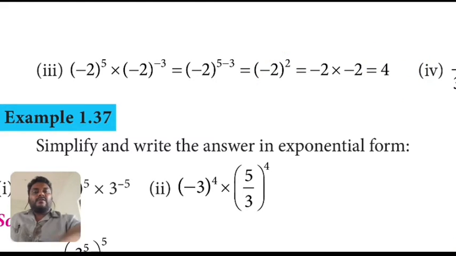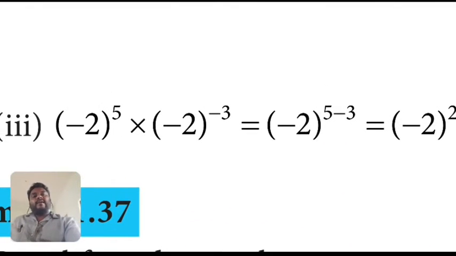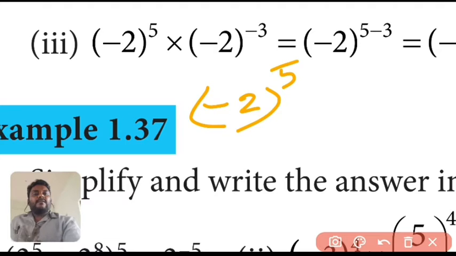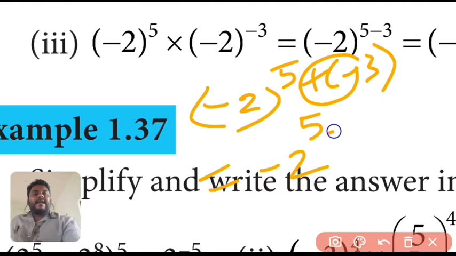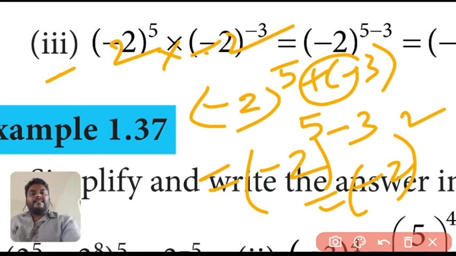I repeat, the given question is minus 2 power 5 into minus 2 power minus 3. Here I use the product law. By the product law, minus 2 power 5 plus minus 3, this becomes plus into minus, minus 3. So equal to minus 2 power 2, as 5 minus 3 value is 2. Minus 2 power 2 is minus 2 into minus 2. Minus into minus is plus, 2 2s are 4. The answer is plus 4.